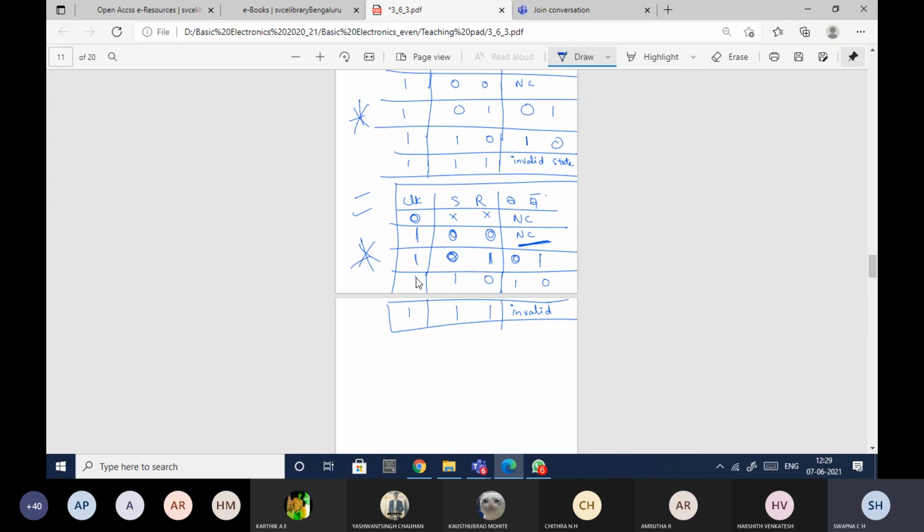In the same way, if the clock is equal to 1, set value is equal to 1 and reset value is equal to 0, since set is equal to 1 and reset is equal to 0, the output is setting. It means that it is giving the output as 1. Then when clock is equal to 1, S is equal to 1 and R is equal to 1, it is said to be an invalid state.